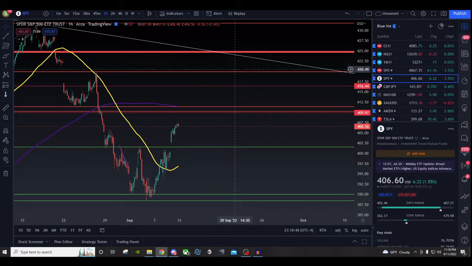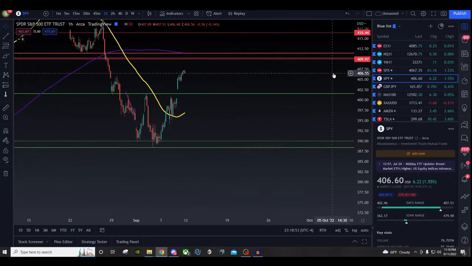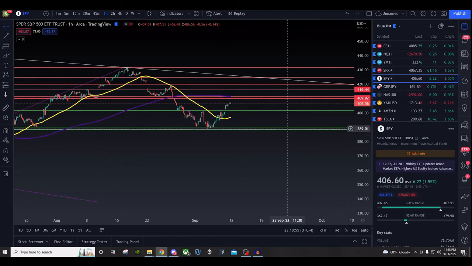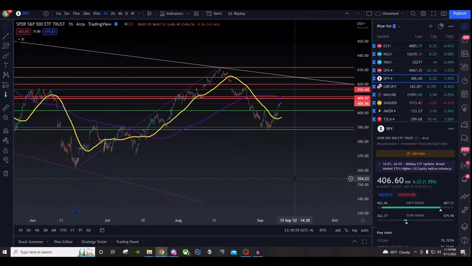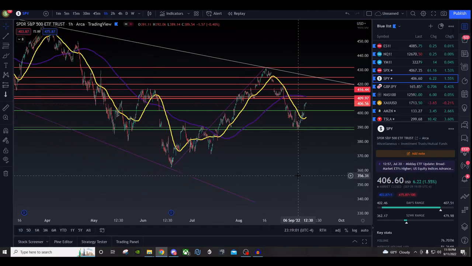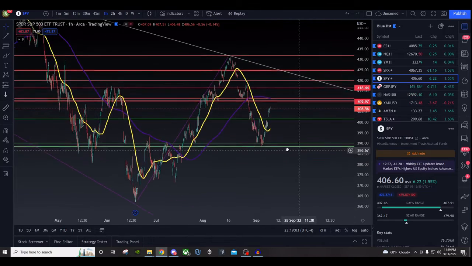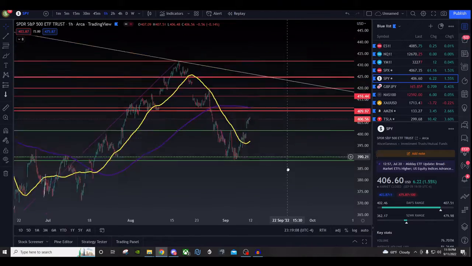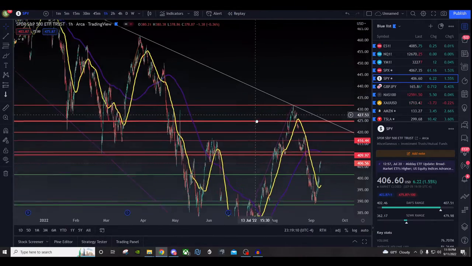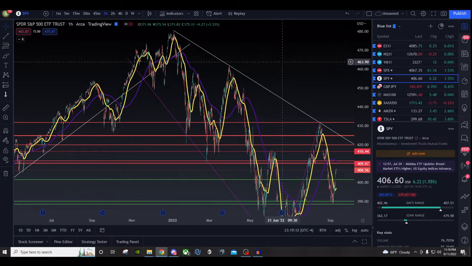Now, what I would like is for us to hit this level here, 410, 412, and then continue our way down to 370 to 350. If we can hit that, we can catch some nasty downward movement. Now, if we do break 420, I'm not opposed to taking calls.